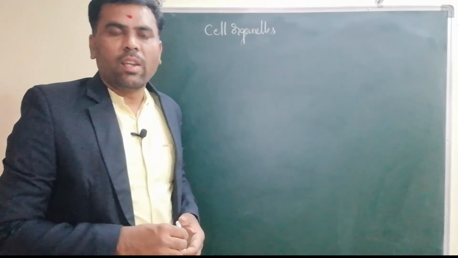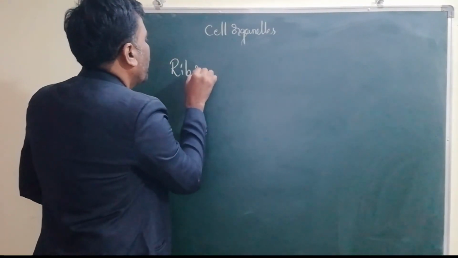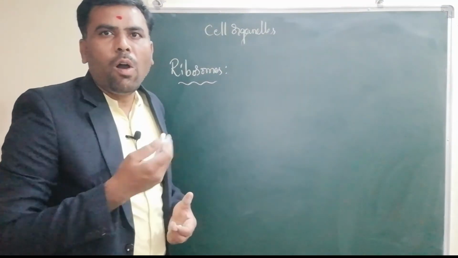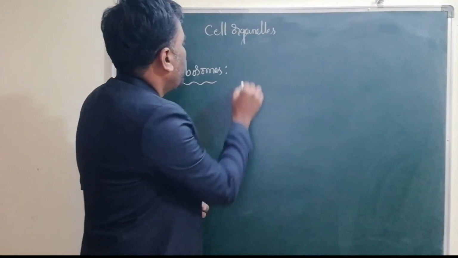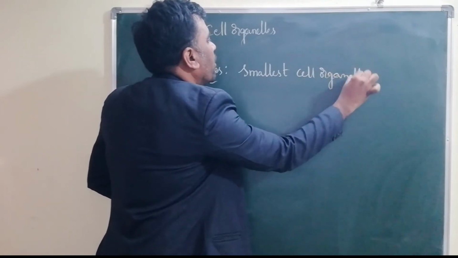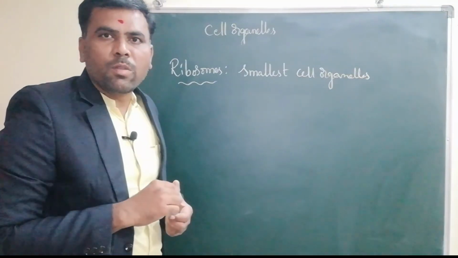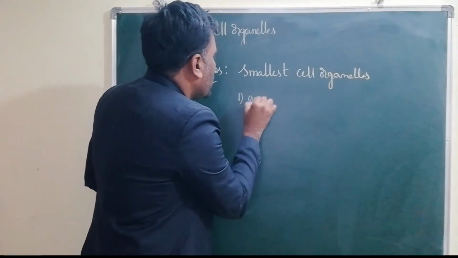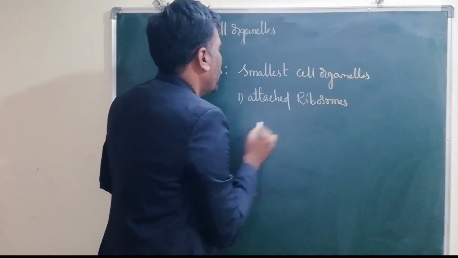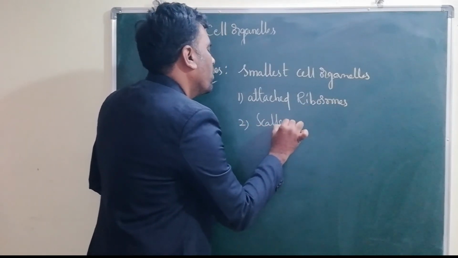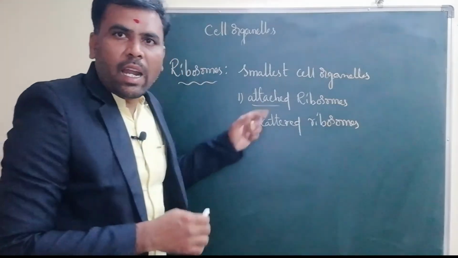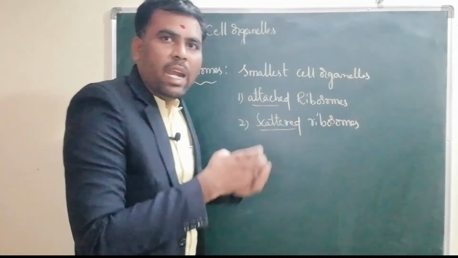The next cell organelle, ribosomes. Ribosomes are the smallest cell organelles among all the cell organelles. Nearly two types of ribosomes are present in the cell. One is attached ribosomes, and the second is scattered ribosomes. Attached ribosomes are attached to the endoplasmic reticulum. Scattered ribosomes are scattered in the cytoplasm.